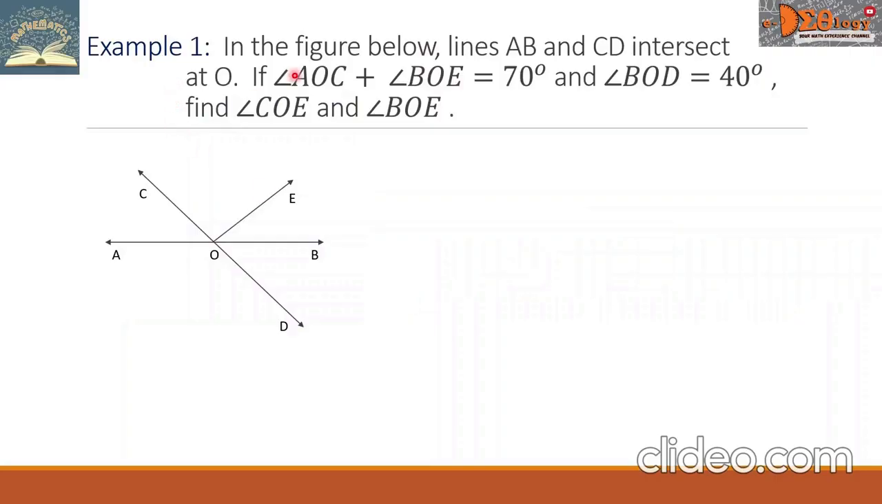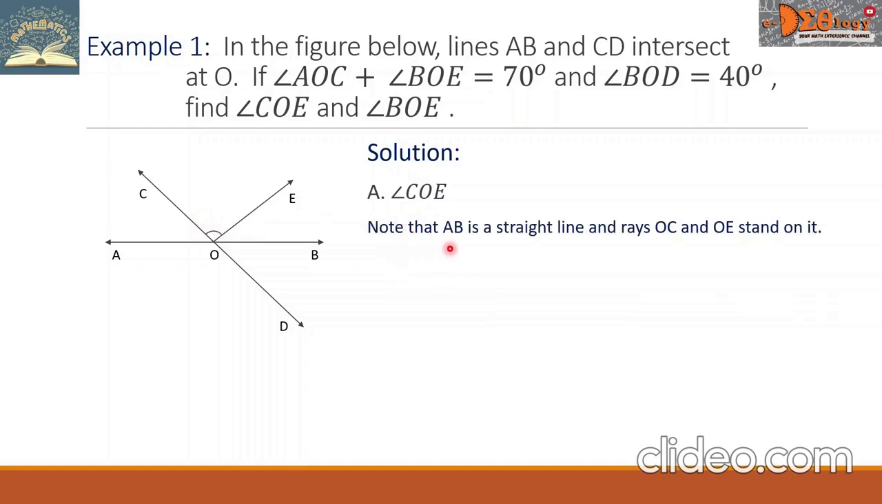Example 1. In the figure below, lines AB and CD intersect at O. If angle AOC plus angle BOE equals 70 degrees and angle BOD equals 40 degrees, find angle COE and angle BOE. Let's begin with the angle COE, and this is the angle.